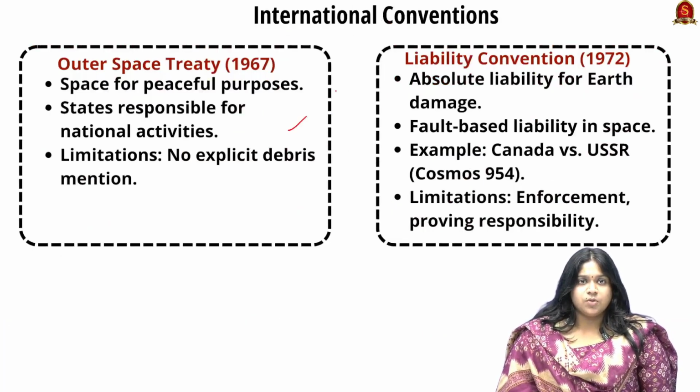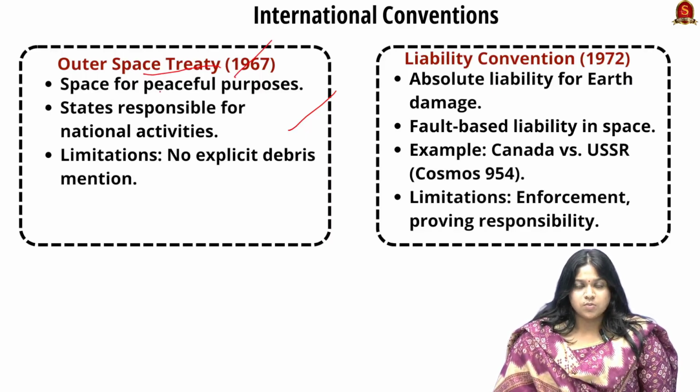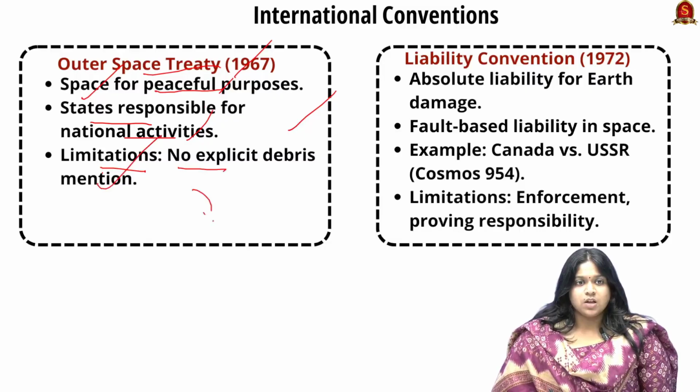Now, looking into a few international conventions, first is the Outer Space Treaty of 1967. The objective was having peaceful purposes for space. Here, states are responsible for the national activities. And looking into the limitations, no explicit debris has been mentioned. So here we can take this as a way ahead to bring in a solution.